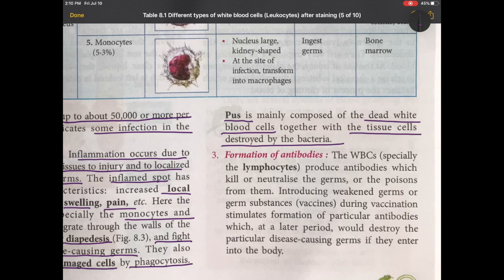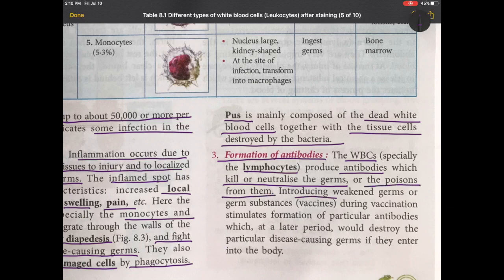Okay, the next function of white blood cell is formation of antibodies. The white blood cells, especially the lymphocytes, produce antibodies which kill or neutralize the germs. Okay, any germs that have entered our body is a foreign body, so lymphocytes produce antibodies to act against that foreign body so that it is neutralized or it is killed. Okay, and sometimes the bacteria also produce poison, and even this poison is neutralized.